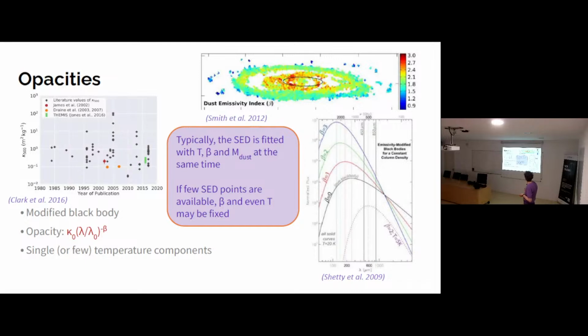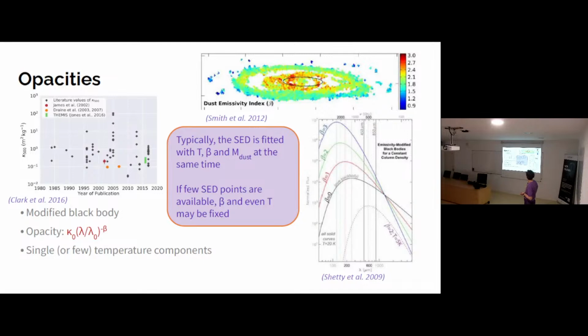The reason for that is that for each temperature component, you have these three things as free parameters. And typically, we only have a small number of data points in our SED, so you can only really fit a single temperature component. There are even cases where even fewer SED points are available, and beta and even the temperature may be fixed. And of course, the choice of beta is very, very important. So this diagram shows that.